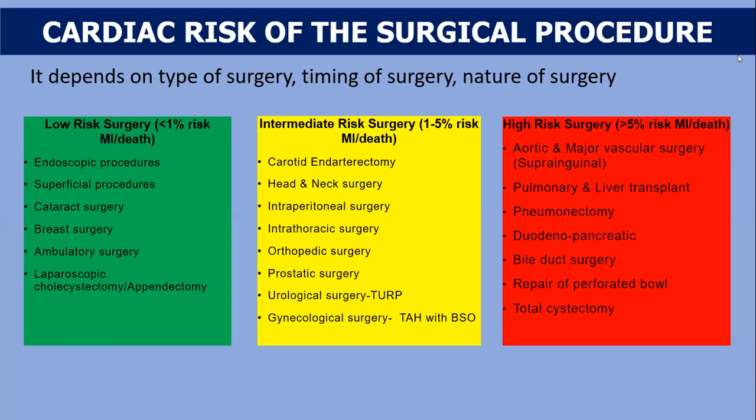And intermediate risk surgical procedure is defined as those cases where the patient has got 1 to 5% risk of development of myocardial infarction and death. Most common surgical procedures fall into this group: carotid endarterectomy, head and neck surgery, intraperitoneal surgery, intrathoracic surgery, orthopedic surgery, prosthetic surgery, urological surgery, and gynecological surgery even.